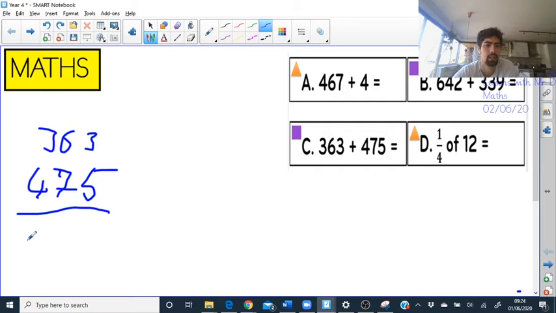Super. 100 add 300 is 400. 400 add another 400 is 800. And 838. If you did the expanded method and did all of them separately, make sure you get that answer as well.